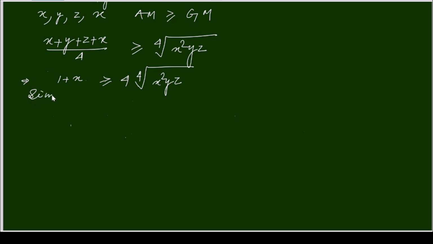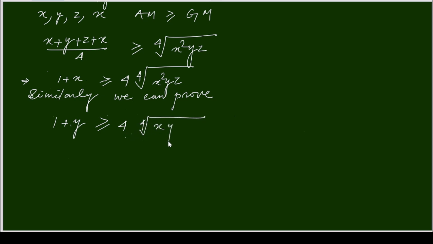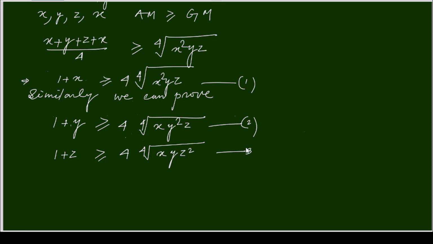Similarly, we can prove 1 plus y is greater than or equal to 4 times the 4th root of x y square z, and 1 plus z is greater than or equal to 4 times the 4th root of x y z square. So this is inequality 1, inequality 2, inequality 3.